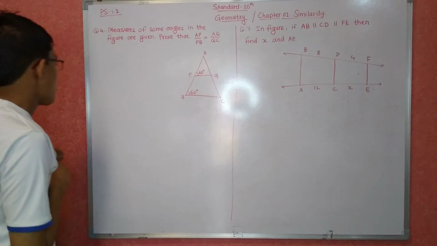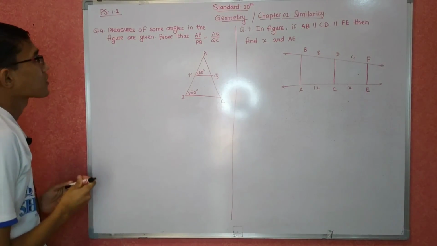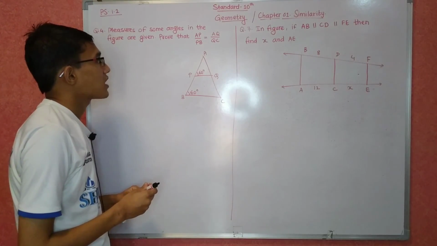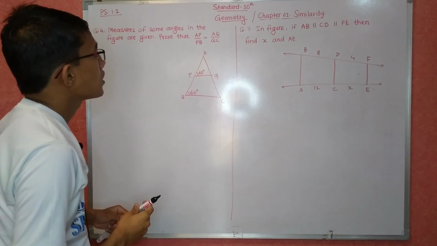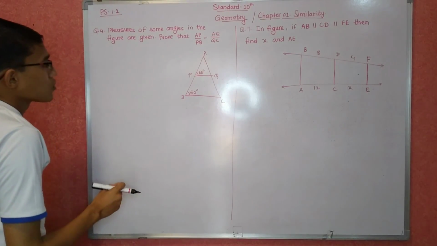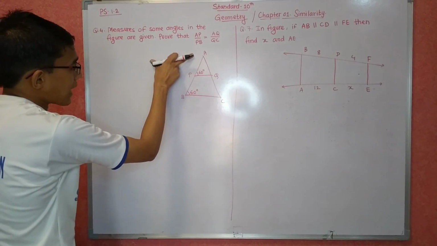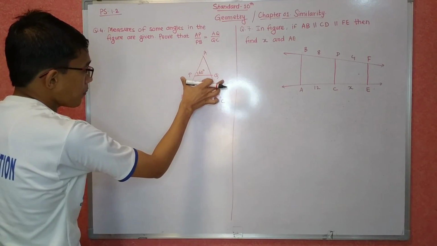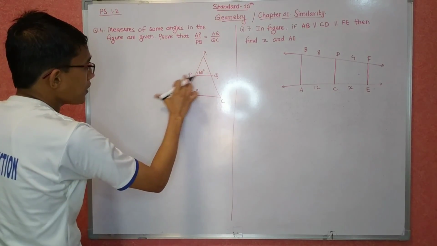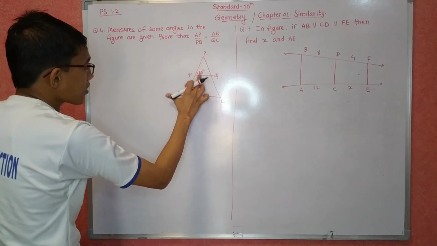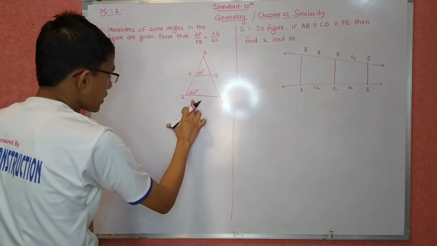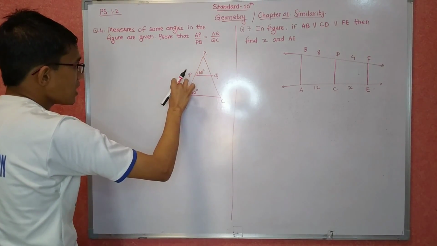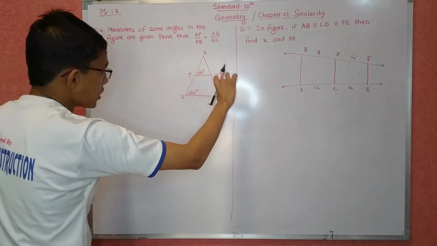Okay, so to begin with question number 4, the question is, measures of some angles in the figure are given. Prove that AP upon PB is equal to AQ upon QC. A figure is given, a triangle ABC. In this triangle there is one segment, PQ. The angle APQ is 60 degrees and the angle ABC is also 60 degrees. What we have to prove? We have to prove that the ratio of AP upon PB is equal to the ratio of AQ upon QC.